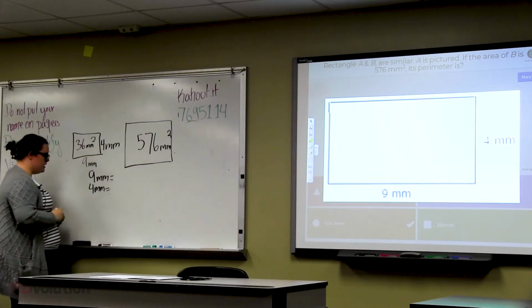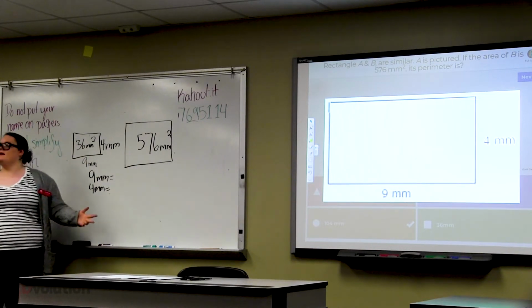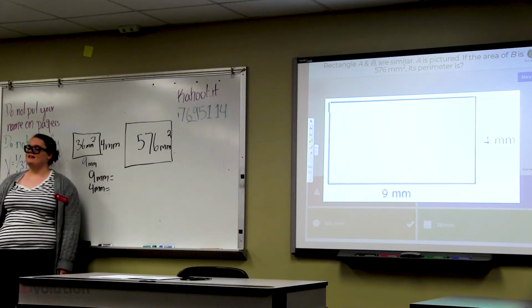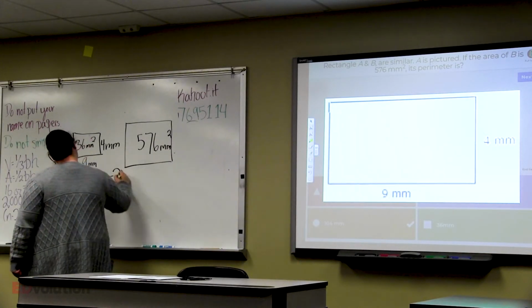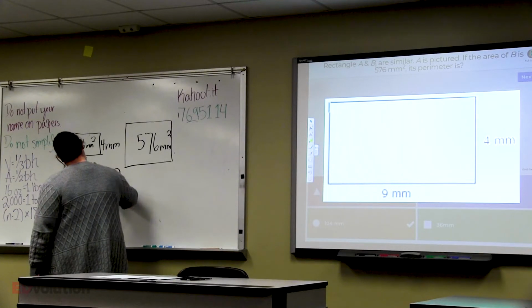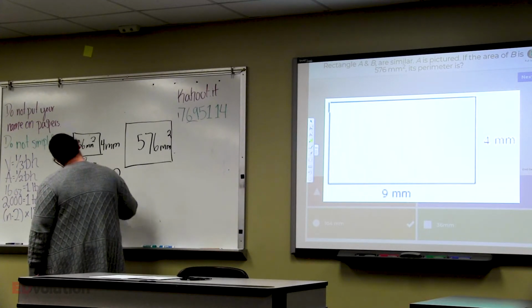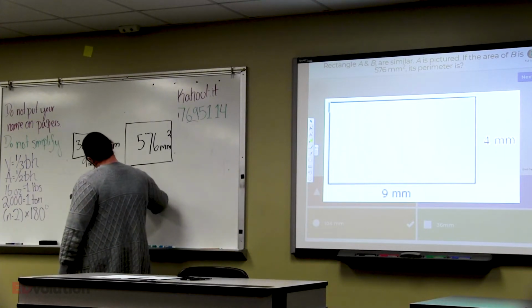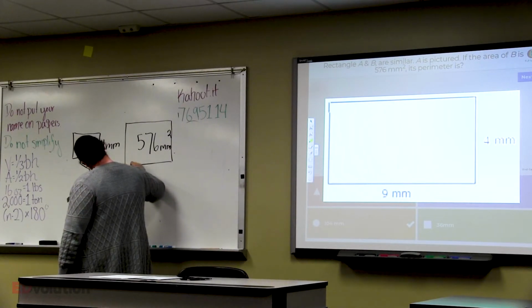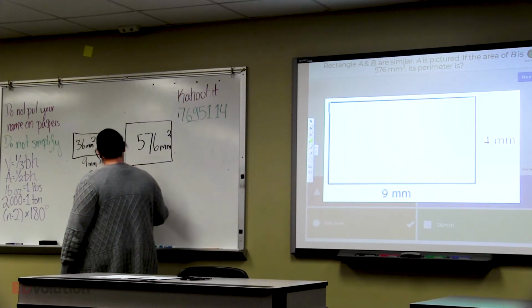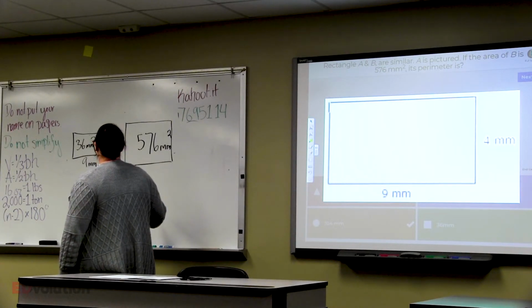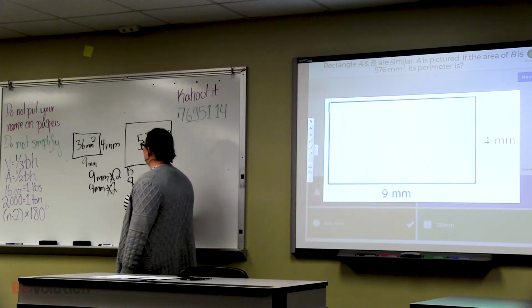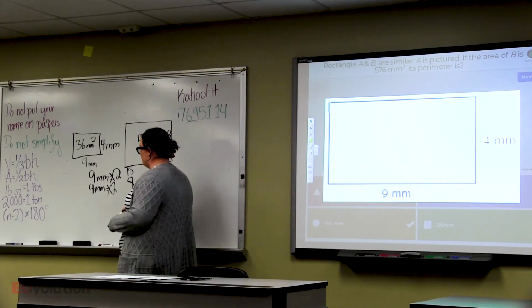Alright, Heather, what do you think they might be multiplied by? 2. Okay. So, if we're multiplying these by 2, we would have legs of 8 and 18. So, 8 times 18 is 144, so it's a little too small.